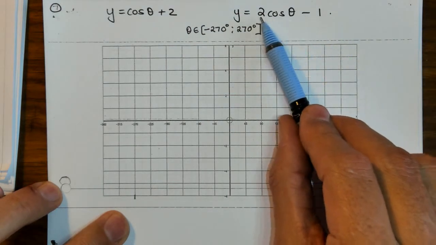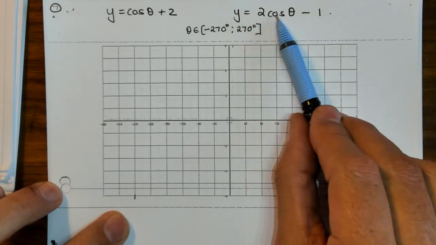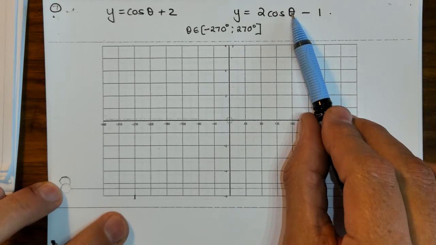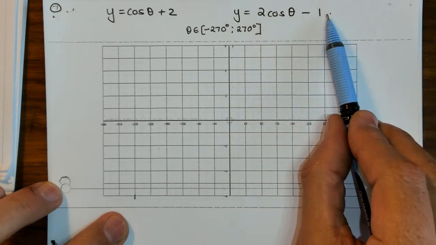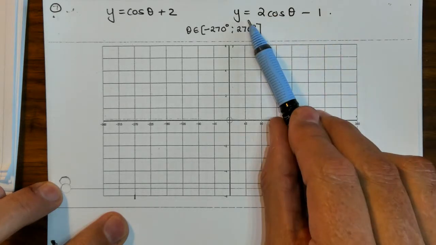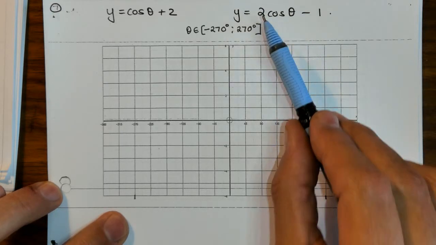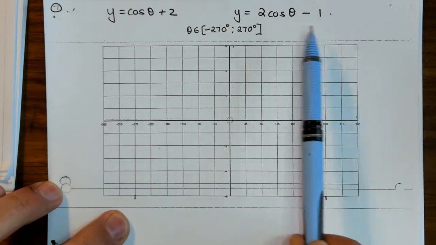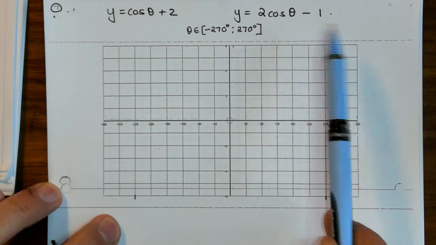This is a stretch factor of 2 applied to the mother curve. Now the mother curve is y equals cos theta. We saw previously, like for sine, we're going to first multiply and then we add or subtract. So first of all, we're going to transform the mother curve by applying the vertical stretch of factor 2, and after that we are going to translate it 1 unit downward.